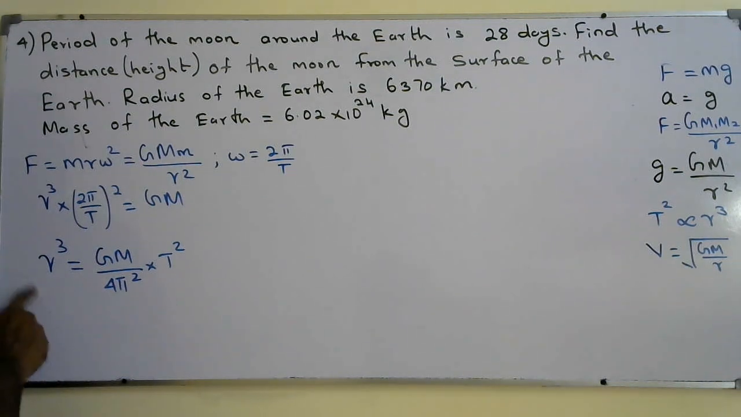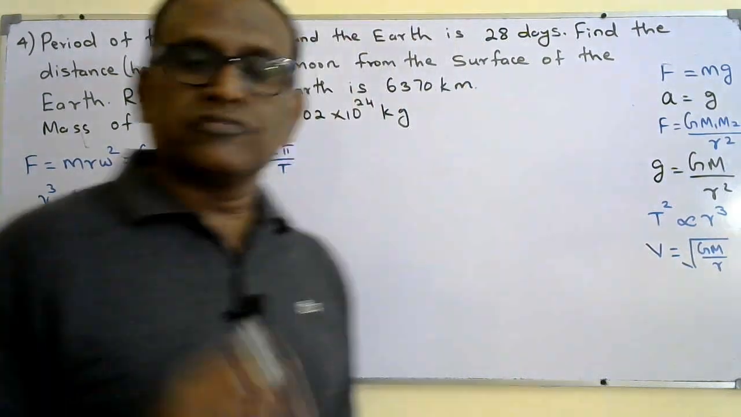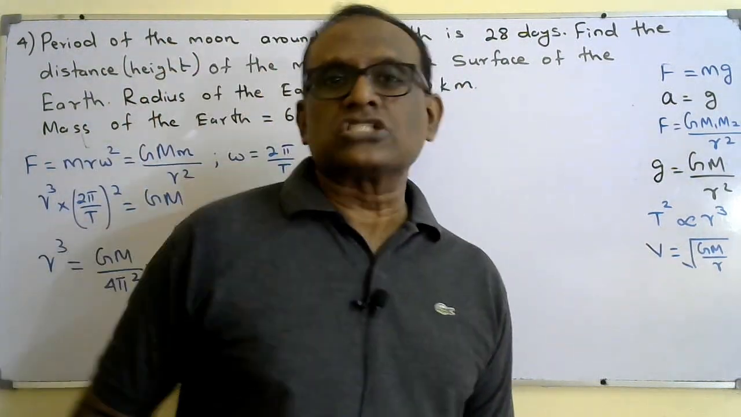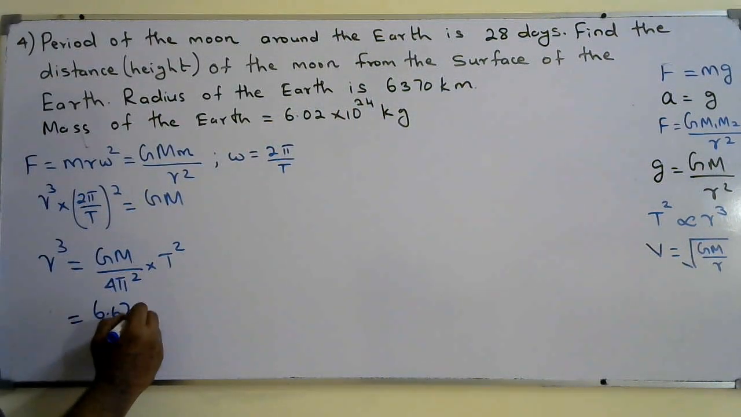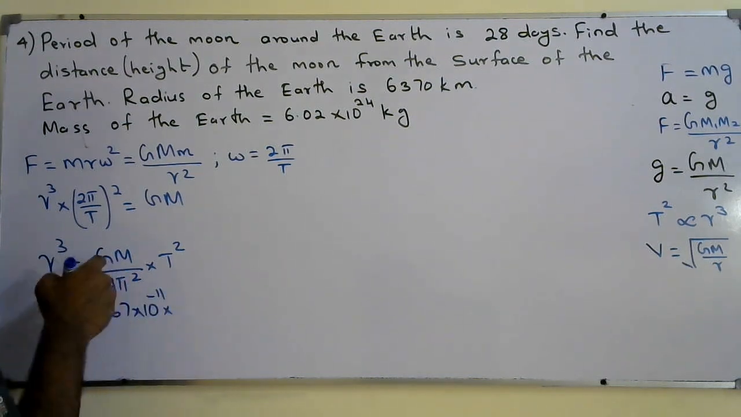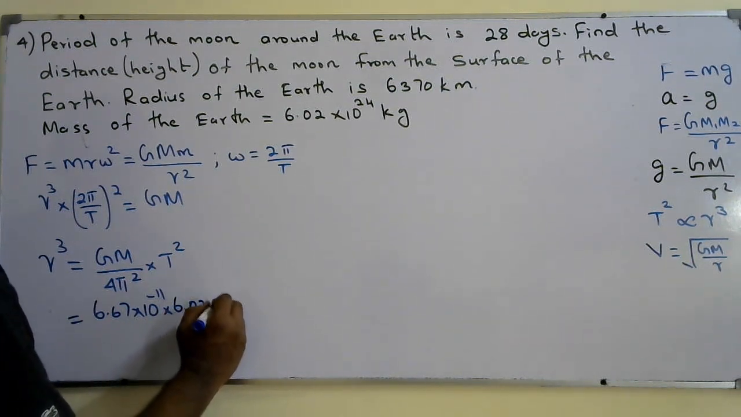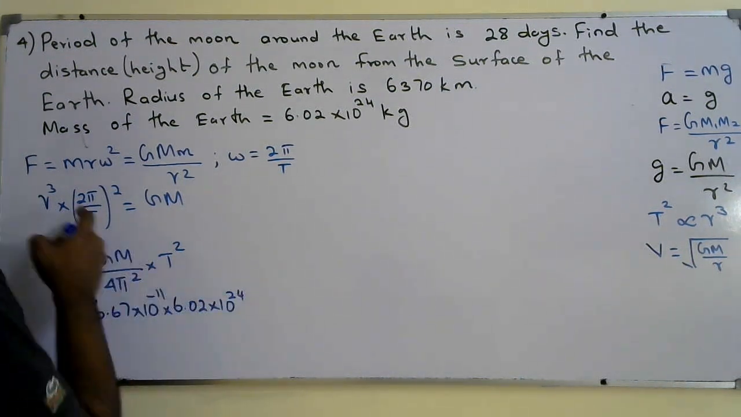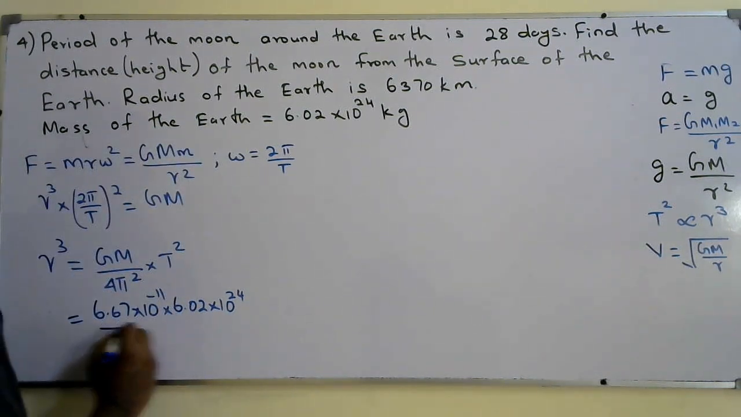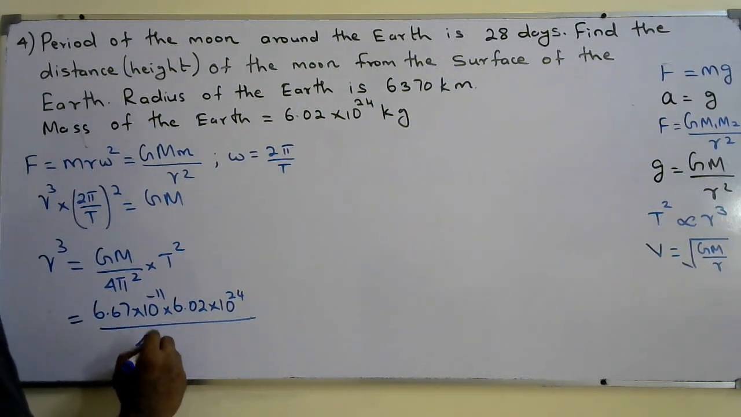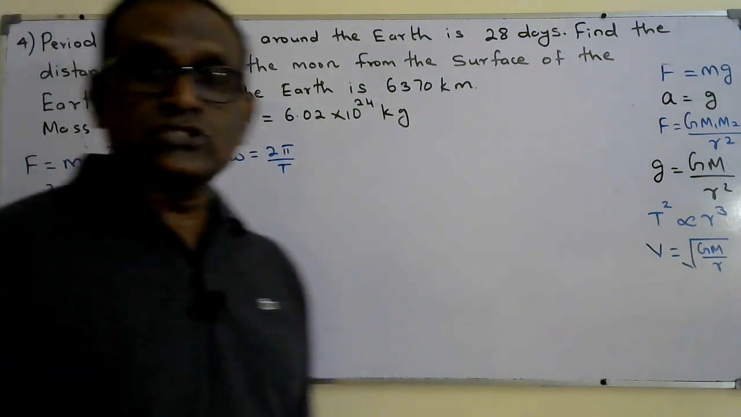Okay, so now we need to find the radius of the orbit of the moon from the center of the earth. From that we will subtract the radius of the earth. So we will substitute G as 6.67 times 10 to the power minus 11, the mass of the earth is given as 6.02 times 10 to the power 24. The mass of the moon, symbol m, got cancelled. So over 4 pi squared times T squared. T squared means the square of the period, that's 28 days.